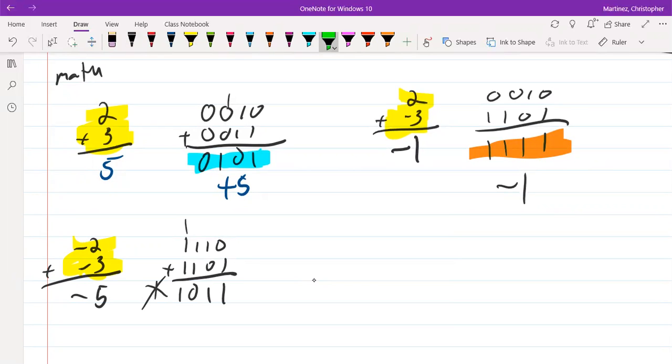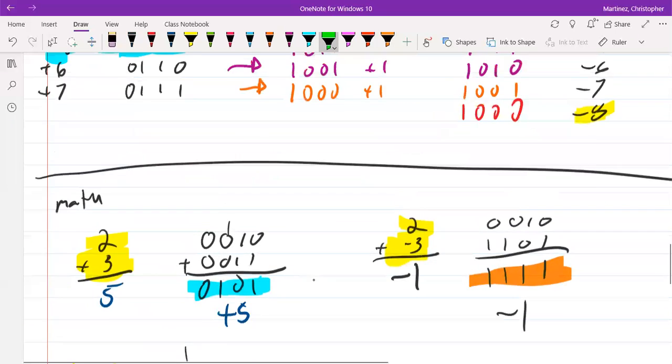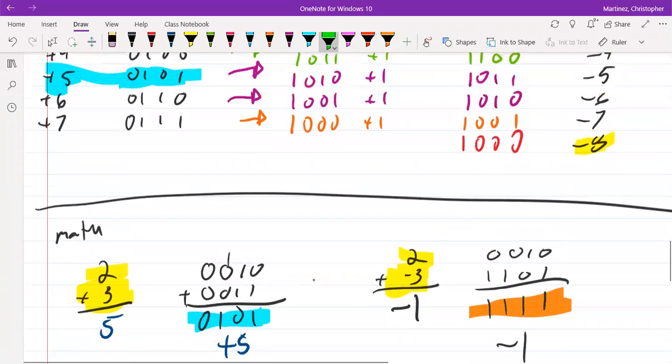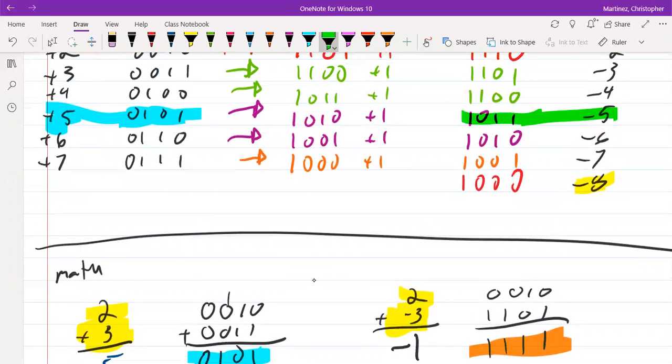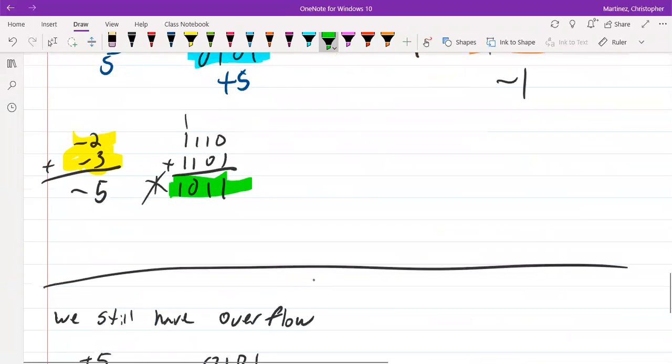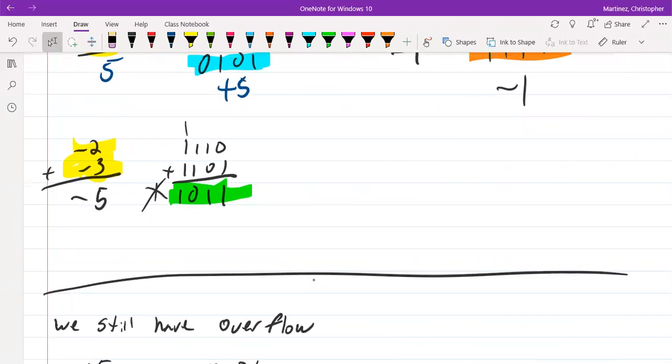So let's look to see what number this ends up being. 1, 0, 1, 1. Let's see if that is -5. Let's go back to our table. 1, 0, 1, 1. Well, that's -5. And we did that without having to do anything with an end around carry. So we can see what ends up being a good benefit of this 2's complement.